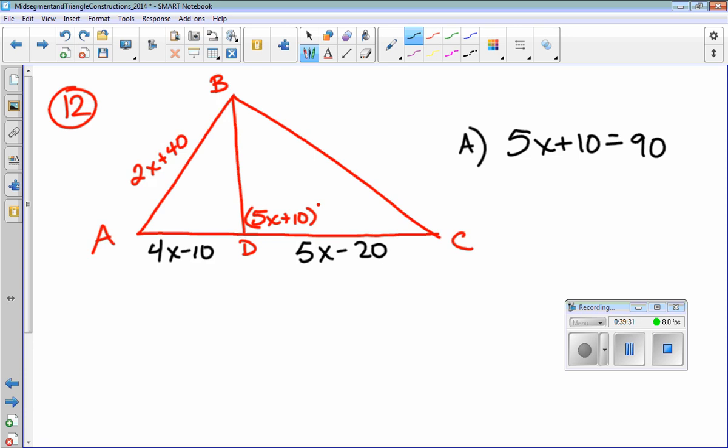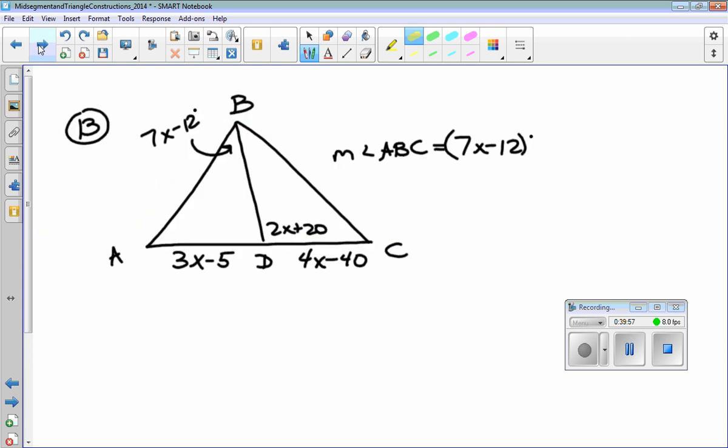You solve for x, and then how would I find the length of AC? How would I find the length of this? Once I found x, what would I do? Plug it in, right? Would I just plug x in both places, here and here, and add them together? Okay, we can do that. All right, let's look at 13. I think part of your homework is to finish it.